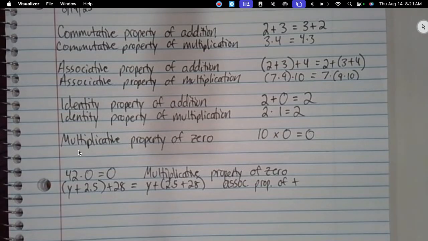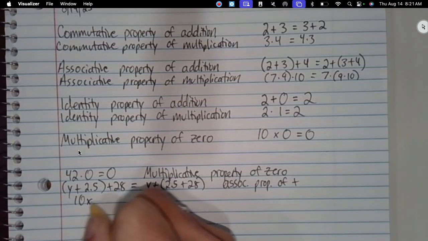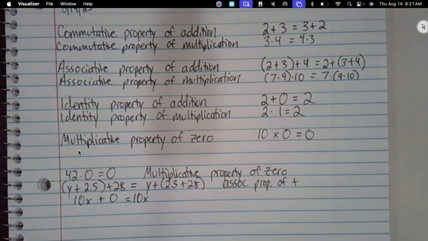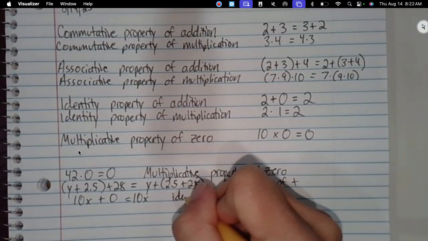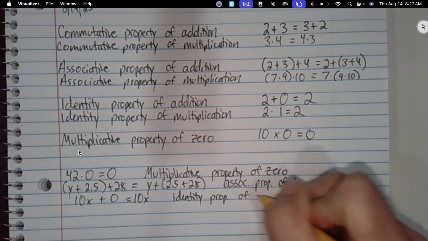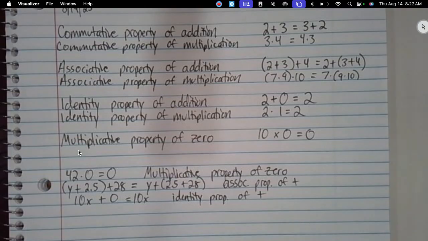What if I have 10x plus 0 and I get the same thing back? I'm not multiplying by 0. It's 10x, and I add 0, and I get the same thing back. The identity property. Yeah, identity property, and I'm adding. So I would put identity property of addition. There we go.